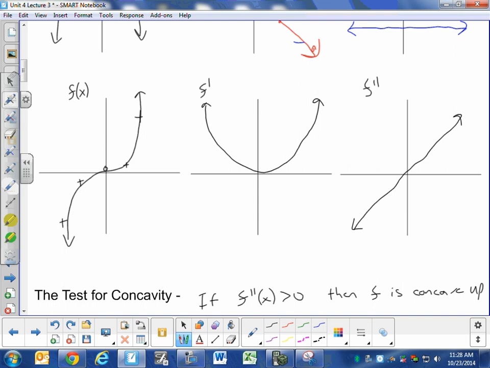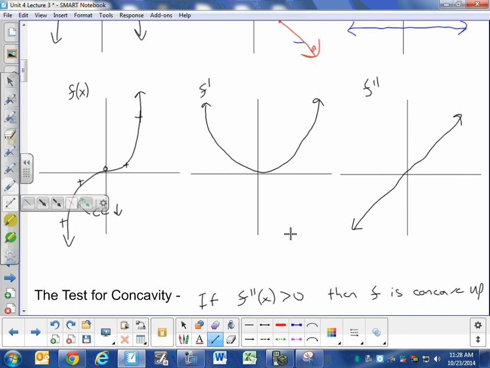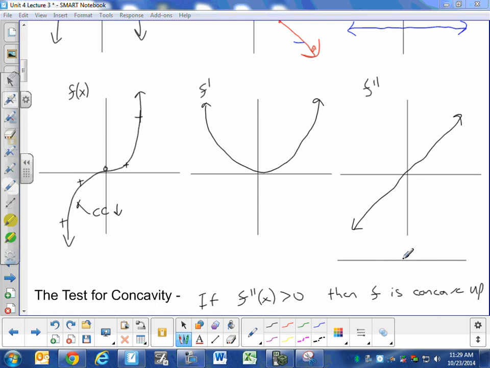Well, where is our graph concave down? Maybe just by looking at the function on the left. Yeah, over here, right? So over here, we are concave down. Well, look, f double prime, when x is less than 0, is negative. We can set up a number line to show that. We can say the sign of f double prime, so the values of f double prime to the left of 0, are negative.